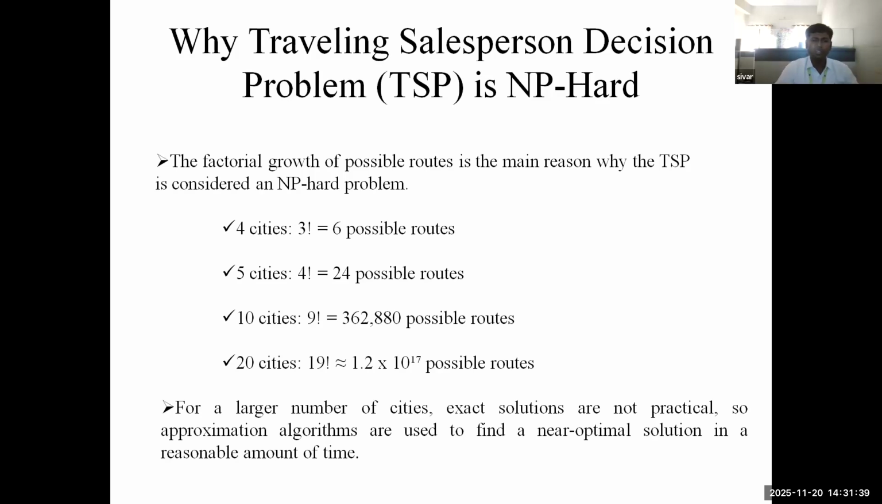There is no efficient exact algorithm to find the shortest route from the starting vertex to the ending vertex. Suppose, for example, with four cities you can easily calculate it. Or with five cities, 24 routes, you can easily calculate it. But for a graph having 10 cities, 20, 30, 40, 50, and so on, for a larger number of cities, exact solutions are not practical. And approximation algorithms are also not always close to the optimal solution. So you can say that the traveling salesperson problem is an NP-hard problem.